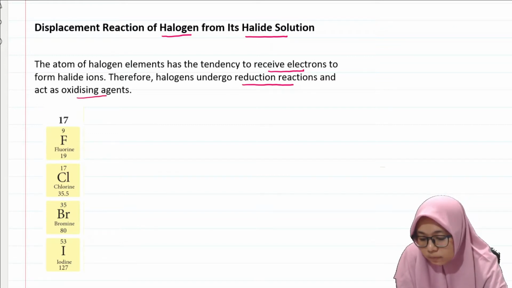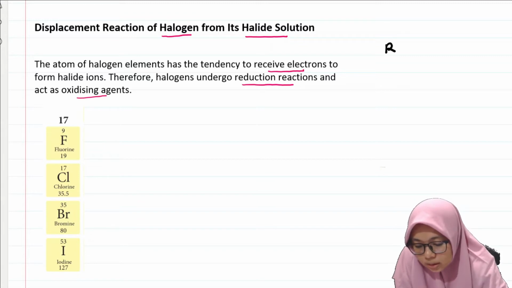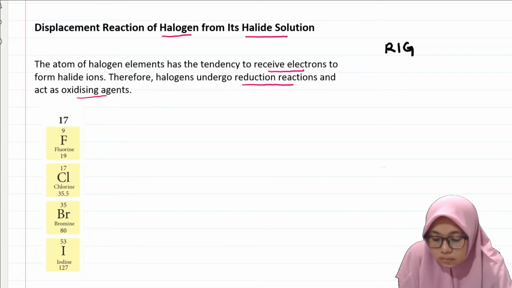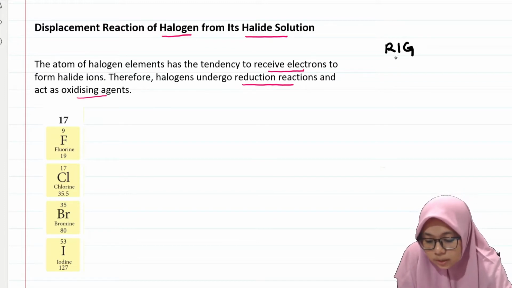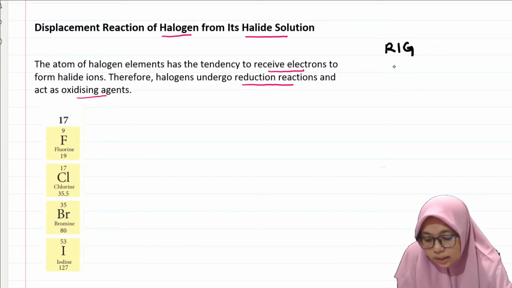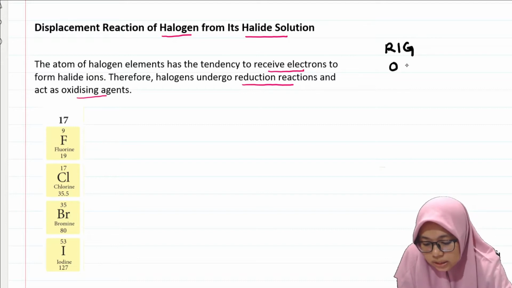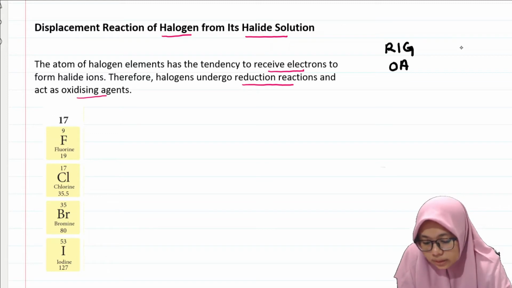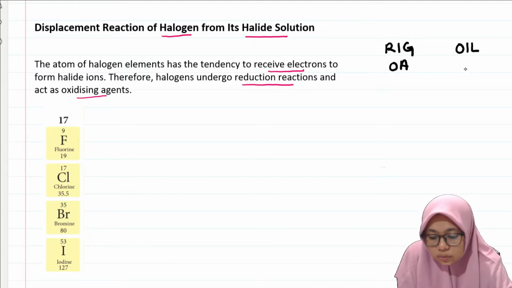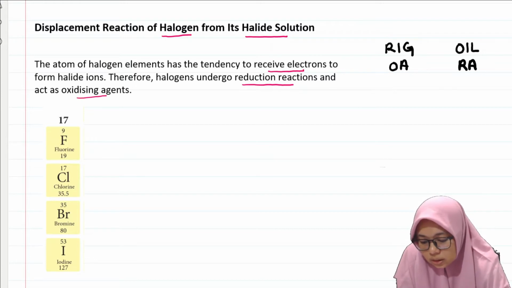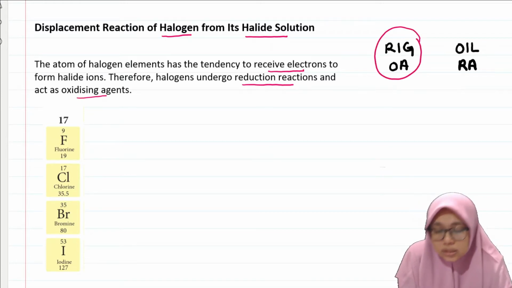So from a previous lesson, we already learned that a reduction reaction is gain of electrons. So you have to remember, reduction is gain of electrons. Okay, the reactant or the element that undergoes a reduction reaction is the oxidizing agent. If the reactant or the element undergoes oxidation, so oxidation is loss of electrons, the reactant will become the reducing agent. So in this case, halogen is the oxidizing agent.